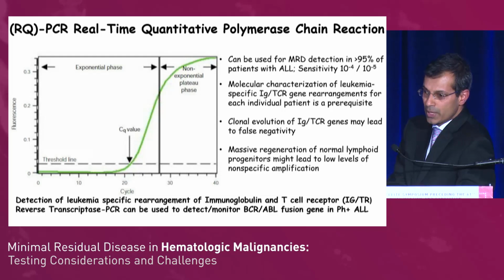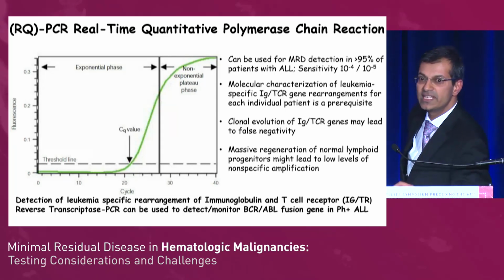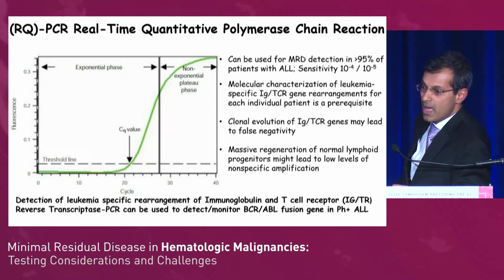Real-time quantitative PCR analysis can also be used in AML and ALL. And in ALL, there's detection of leukemia-specific rearrangement of immunoglobulins and T-cell receptors. And it can be used in up to 95% of patients with a sensitivity of 10 to the power minus 4 to 10 to the power minus 5.